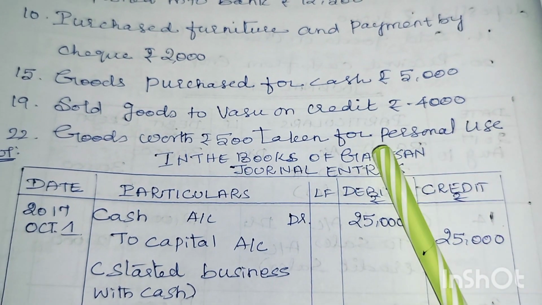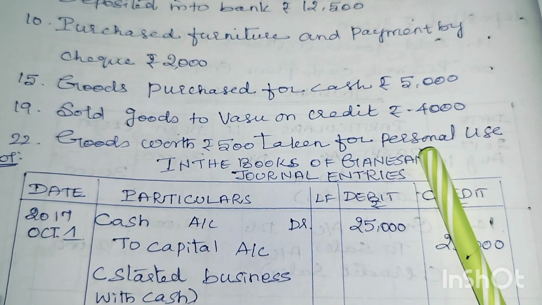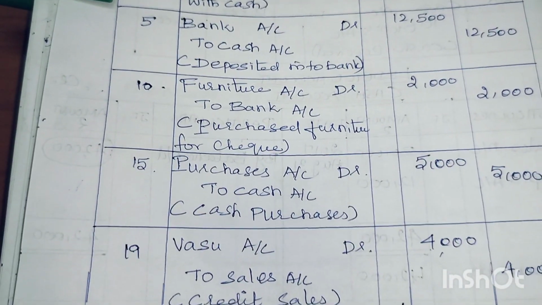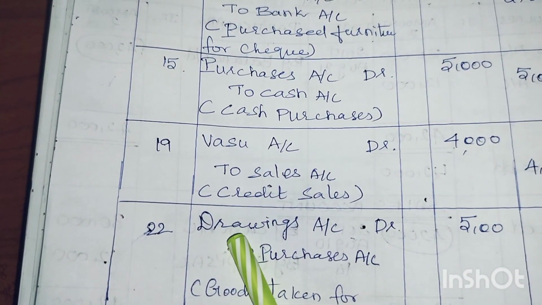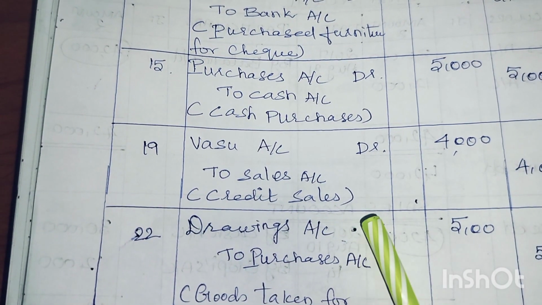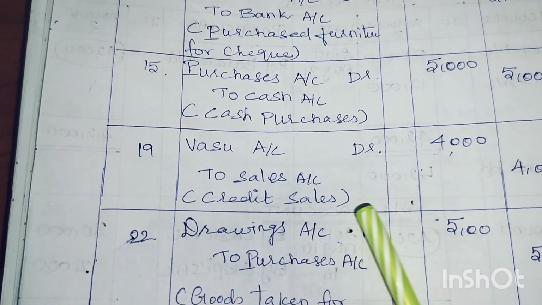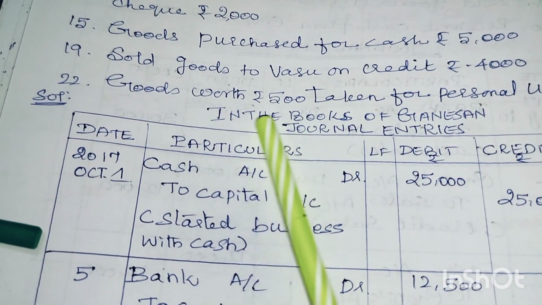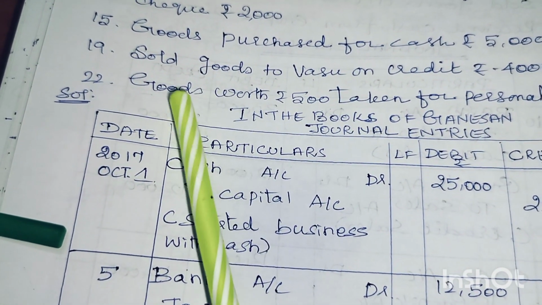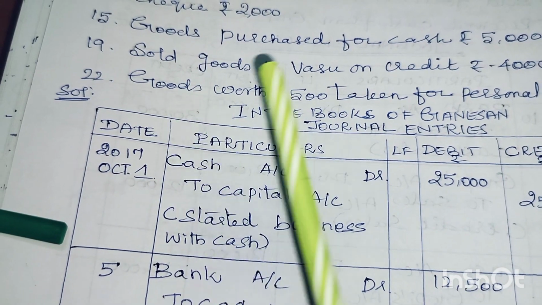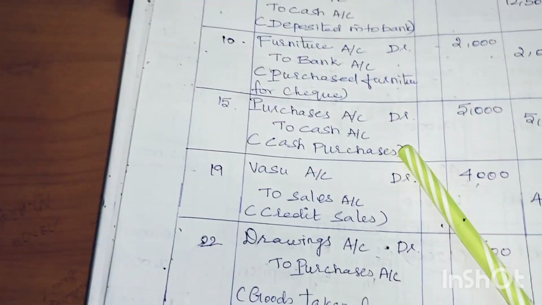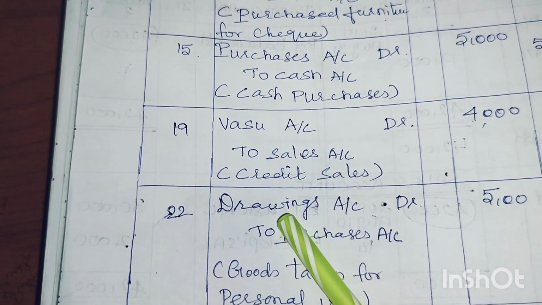Whenever you see personal use in the transaction, you have to write drawings. You have to use the term drawings. Drawings always comes in debit. So drawings account debited. What you have taken for your personal use? Goods. Whenever you see goods taken for personal use, you will use the term purchases. So purchases account credited.